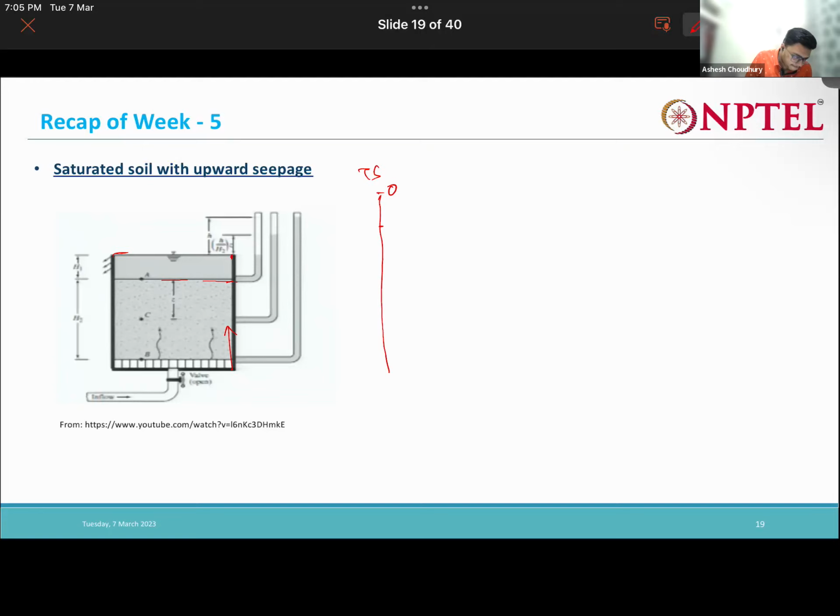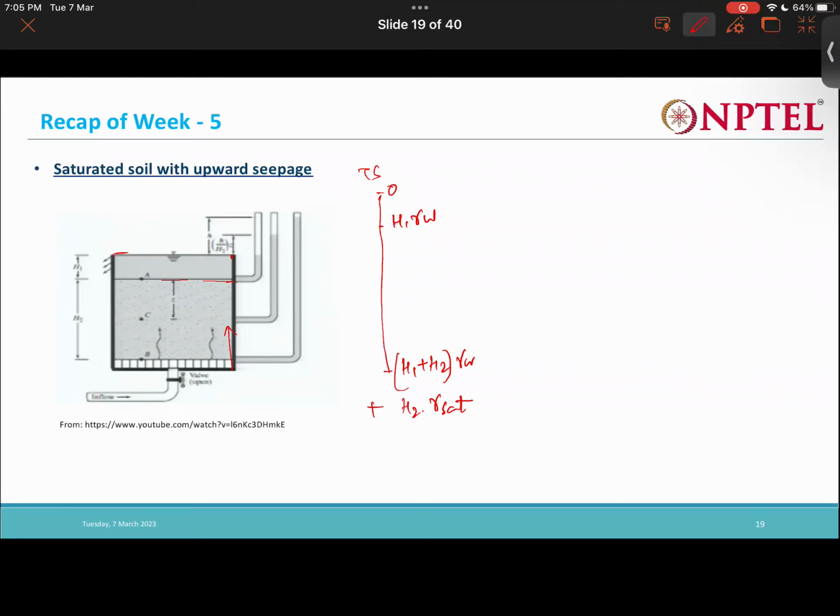Okay, here what is my total stress? At point A, H1 into gamma W. At point B, H1 plus H2 into gamma W, then plus H2 into gamma sat, right? My total stress is H1 plus H2 into gamma W plus H2 into gamma sat from here.